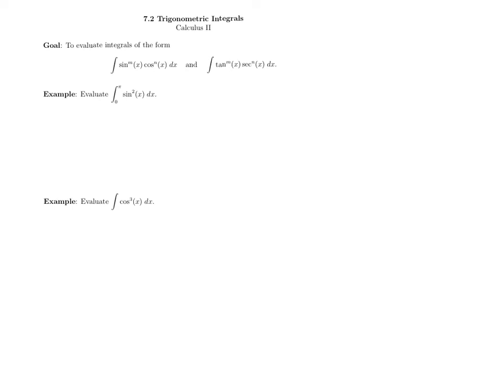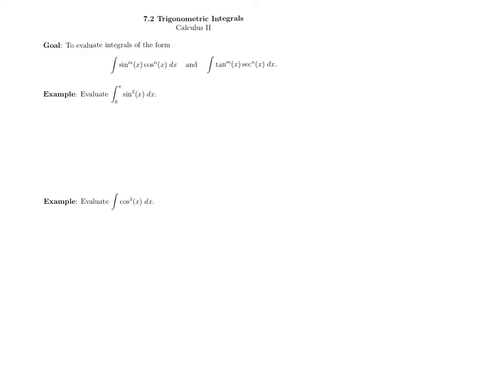Good day and welcome to part one of our discussion on evaluating trigonometric integrals. The goal of this section is to come up with a method that allows us to integrate products that involve sine and cosine raised to powers and tangents and secants raised to powers. For the first part of this discussion, we are going to focus in on the first type of integral, that is integrating functions of the form sine to a power, cosine to a power.